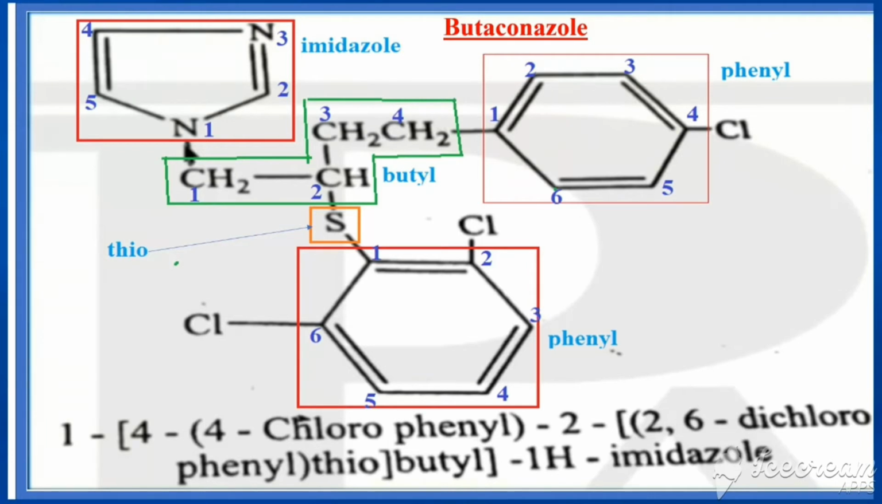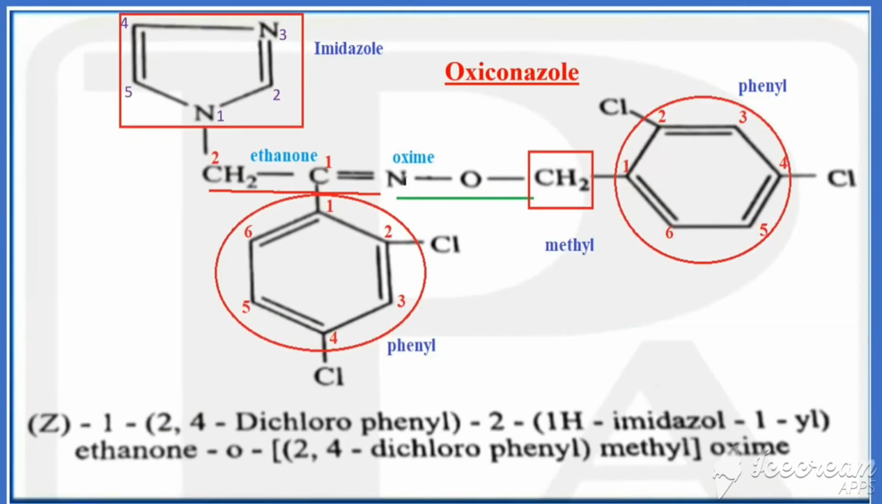So while comparing the structures, for isoconazole we have only 2 carbons connected with methoxy, but here, instead of that oxygen, we have one extra methylene. So oxygen is replaced by methylene here, and this sulfur is extra here, whereas for isoconazole the chlorines are attached in second and fourth position, whereas here chlorines are attached in second and sixth position. So this is for butaconazole.